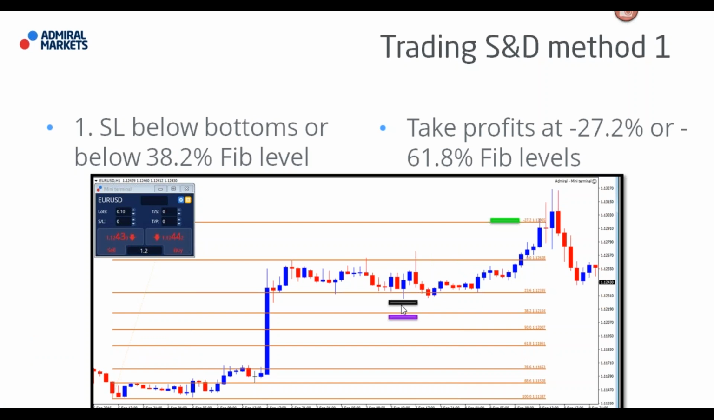Take profits, I'm looking at fib levels basically. I would put a fib as I did here from bottom to the top and wait for the 272 target or the minus 61.8 target to get hit.